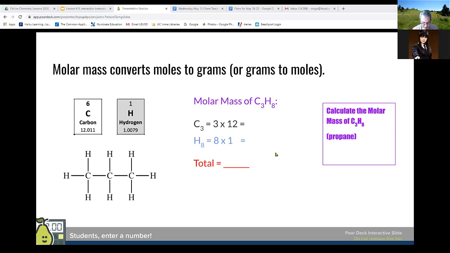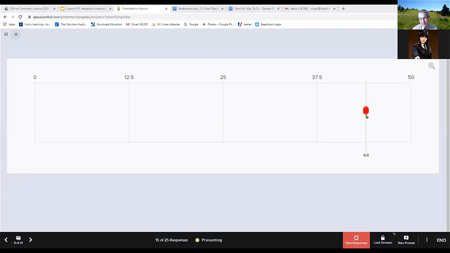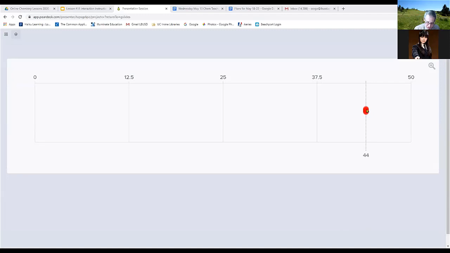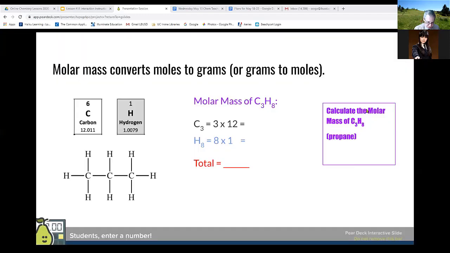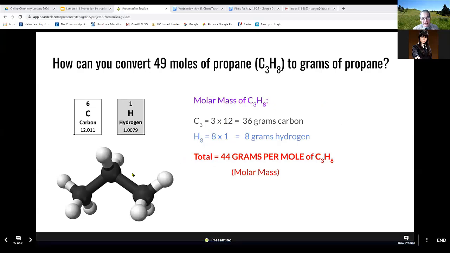All of them are correct. So I can go ahead and show responses, and you'll say, yes, everybody guessed or calculated. It wasn't a guess, it was calculated. 44 as the molar mass. That's great. So once you have that skill, then we need to know how to use that in dimensional analysis. So here's what I hope you did.